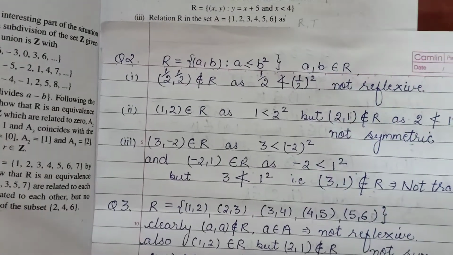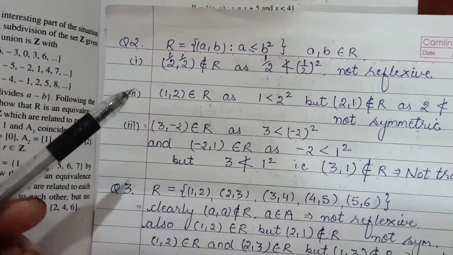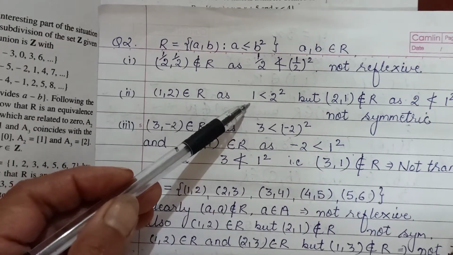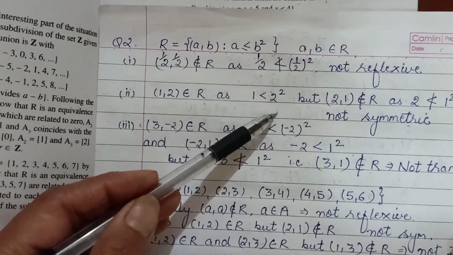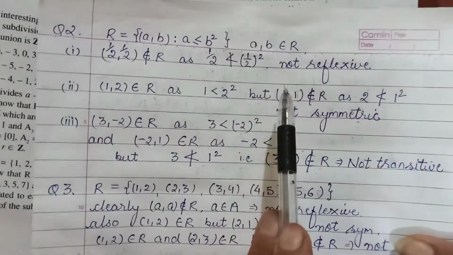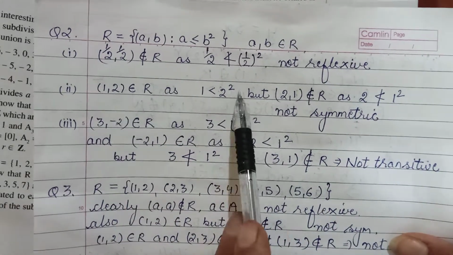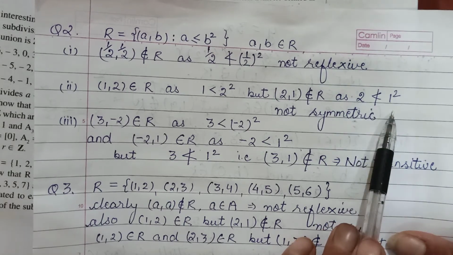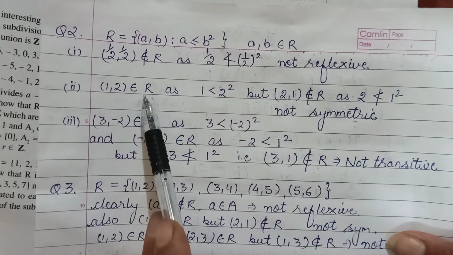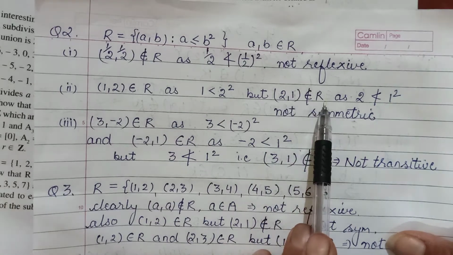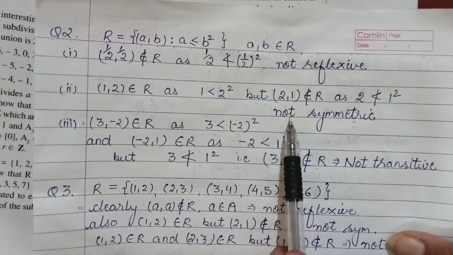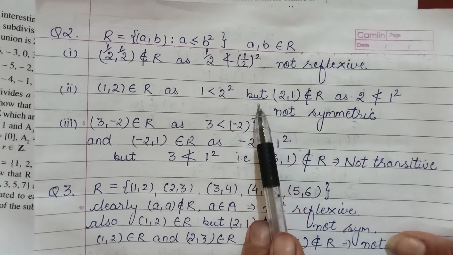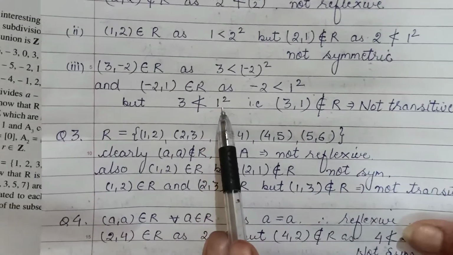Okay. Then second is your symmetric nature. So for symmetric nature, if we choose 1 comma 2, 1 comma 2 definitely belongs to this relation because 1 is smaller than 2 square. 1 is smaller than 4. 2 square is 4. Now if you consider 2 comma 1, the reverse, then 2 should be smaller than 1's square, which is not true. 2 is not smaller than 1's square. So that means 1 comma 2 would belong to the relation, but 2 comma 1 will not belong to the relation, which is the condition for symmetry. So it is not symmetric. तो हमने यहाँ भी एक negative example दे दिया. Likewise, transitive के लिए भी देखते हैं.